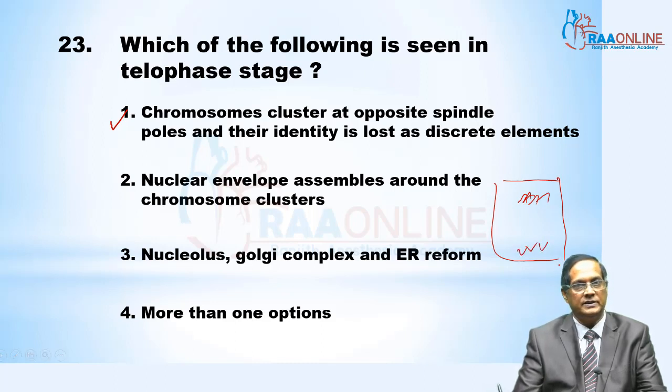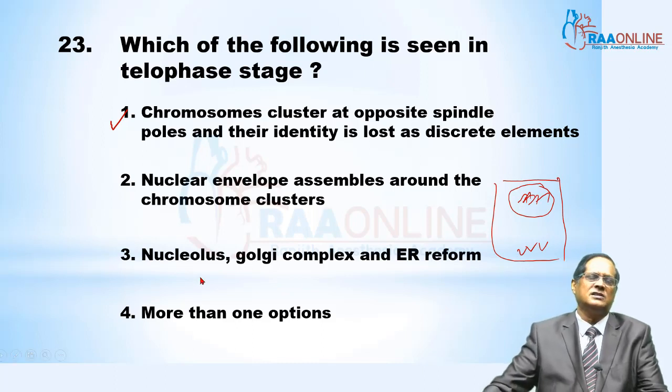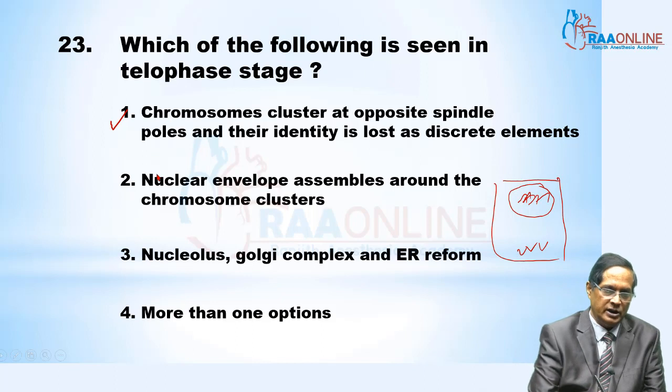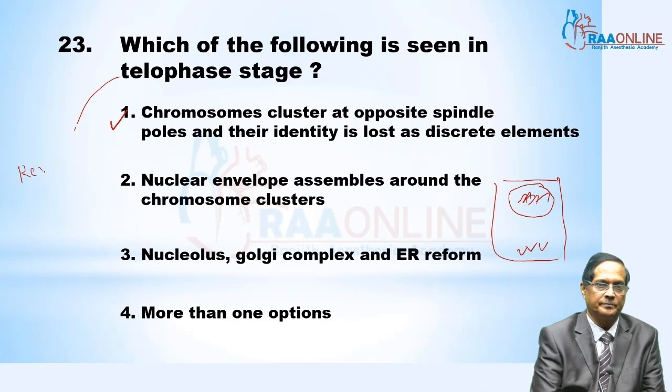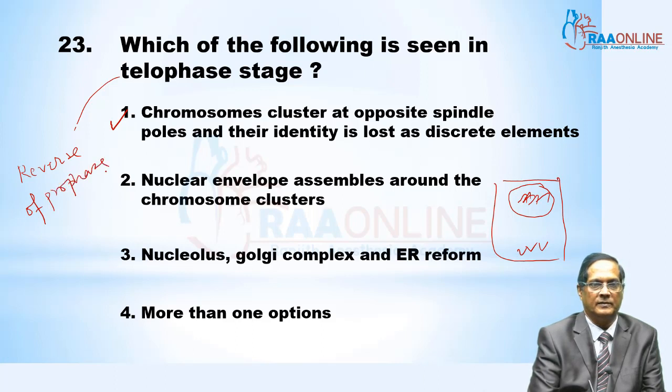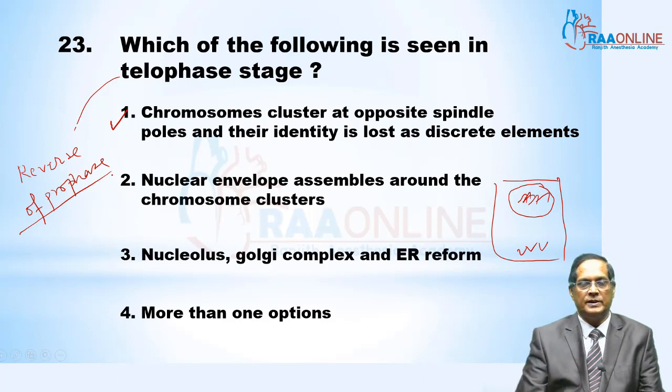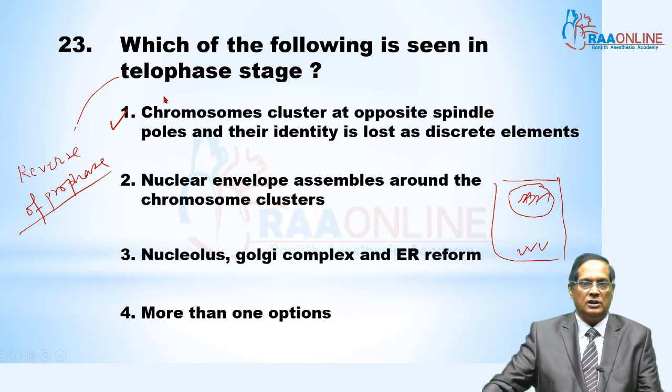At the end of the anaphase stage, that is the beginning of the telophase stage, the nuclear membrane, nuclear envelope and nucleolus now reappear. The Golgi complex is formed just reverse of prophase. We can say telophase is a reverse of prophase. So all these events are seen in the telophase stage.